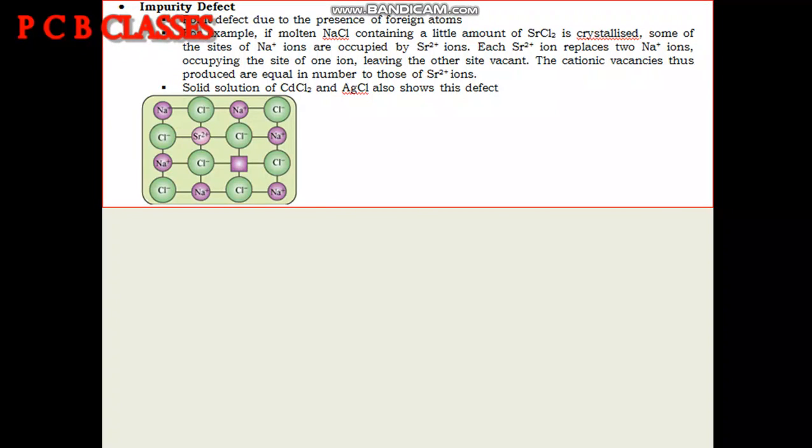Hello students, in this video we are going to cover our last topic, the impurity defect. In the previous video we have already covered the types of defects. For further details about defects and how many types there are, please go back to your previous video. In the case of impurity defect, as the term implies, when a pure solid has impurity of some other ion, then such a defect is called an impurity defect.